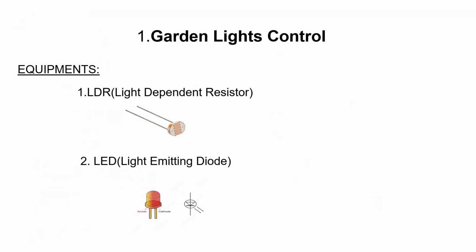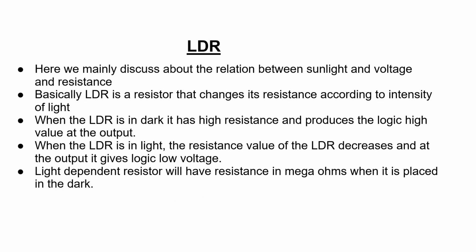Now we can go to the main part, which is garden lights control. Here we use two main components, which are the LDR, light dependent resistor, and the LED, light emitting diode. Here the LDR plays a major role.